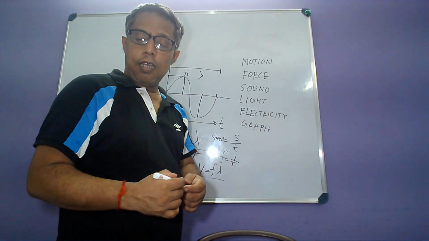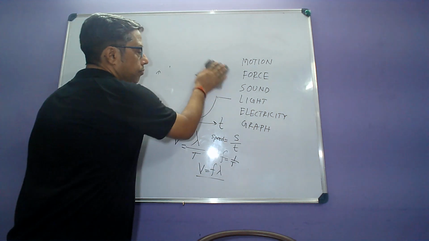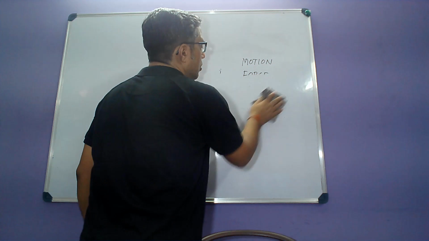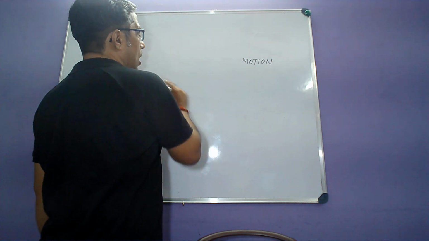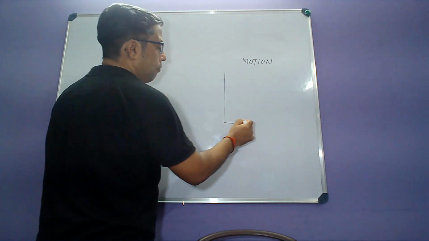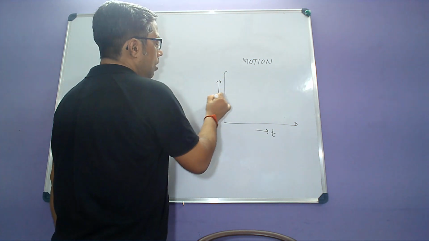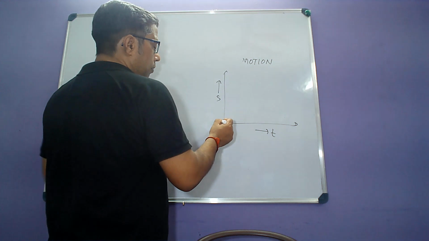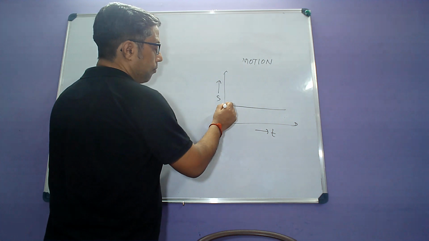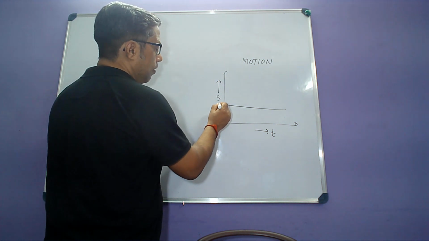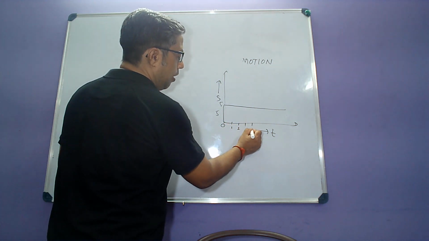Now let me give you some basics on motion, the graphical relations. Let's see the distance time graph. Let's say this is time t, this is distance. What graphs do we know? First thing is this one. Let's say this is 0, this is 5, and time is 1, 2, 3, 4.